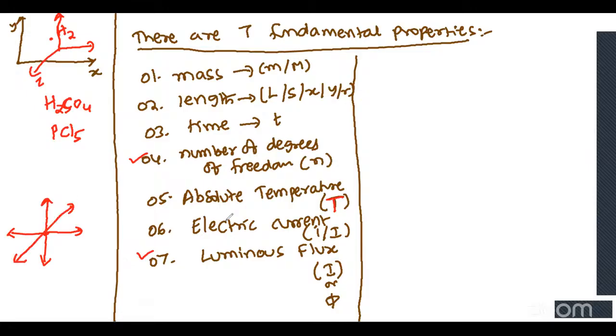So number of degrees of freedom means the minimum number of degrees or minimum number of axes which are used to explain the motion of a particle. The minimum number of coordinates or degrees that are required to explain the motion of a particle.